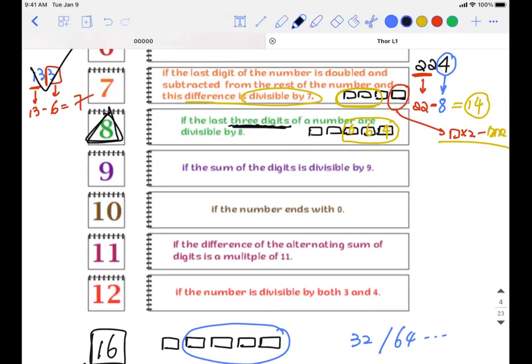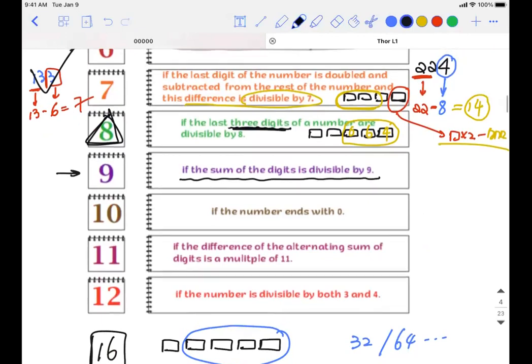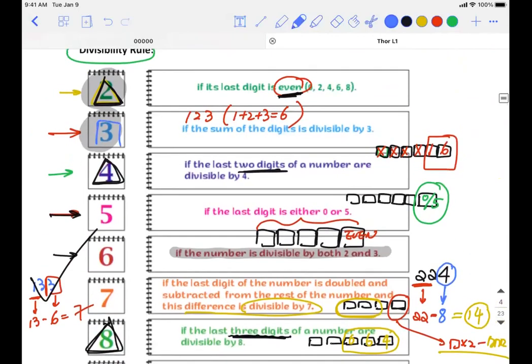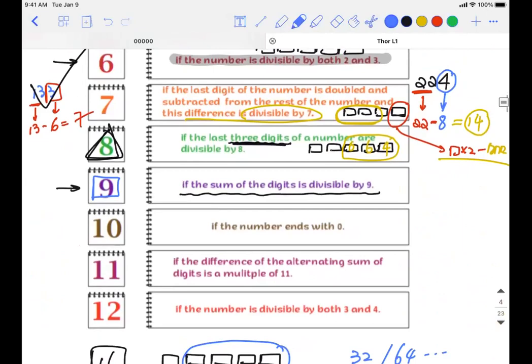Let's go to 9. What are the properties for a number divisible by 9? If the sum of the digits is divisible by 9, the sum of all the digits is divisible by 9. Again, I also want to give you a quick comparison. This is 9, right? What is the property for 3? 3 means the sum of all the digits is divisible by 3. 9 is the sum of all the digits divisible by 9.